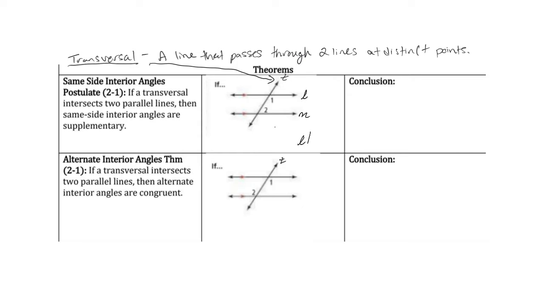Okay, so we know that in this, lines L and M are parallel. That's what those two lines mean. That means they're parallel, and we know this because it says if a transversal intersects two parallel lines, right? So L and M need to be parallel. And you can see that with the little red arrows on the picture. That means parallel.